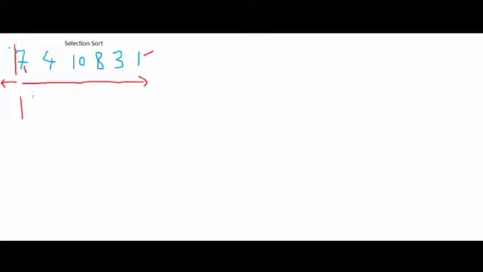If I do so, our subarray list will become 1 4 10 8 3, and 7 will be shifted to the place of 1, so it will be at the end of the list. Now we will place 1 in our sorted subarray list, right? So we have 1 in our sorted subarray list and the rest of the elements, 4 10 8 3 7, in our unsorted subarray list.